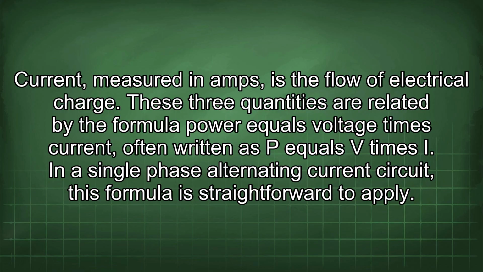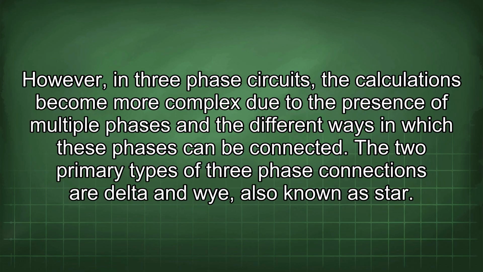These 3 quantities are related by the formula power equals voltage times current, often written as P equals V times I. In a single-phase alternating current circuit, this formula is straightforward to apply. However, in three-phase circuits, the calculations become more complex due to the presence of multiple phases and the different ways in which these phases can be connected.